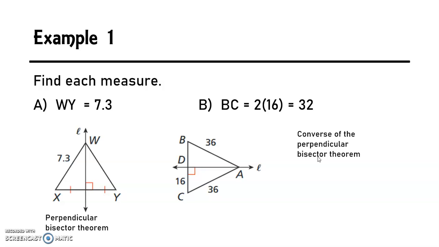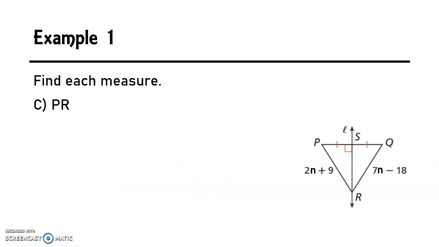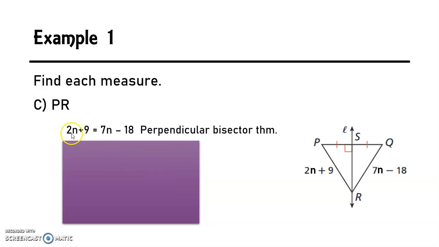So we have one more example to take a look at. In part C of example 1, they wanted you to find the length of PR. So again, please note the symbols that they've given us show that we have bisected PQ and line L is perpendicular to it. So that means that we're using the perpendicular bisector theorem. And what that says is 2n plus 9 has to equal 7n minus 18. So we're going to write an equation and solve it. So the equation I wrote is 2n plus 9 equals 7n minus 18. And the thing that allows me to write that is the perpendicular bisector theorem.